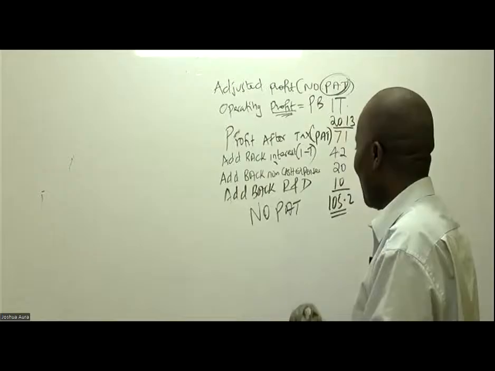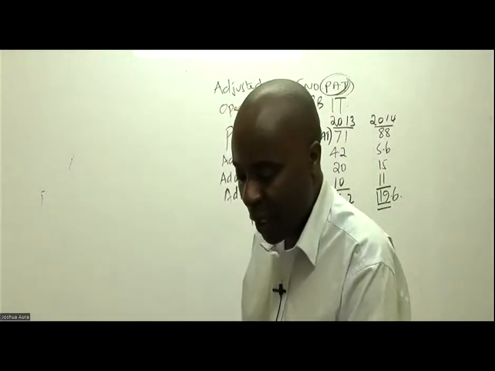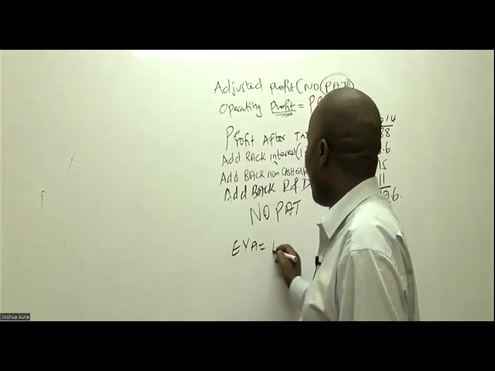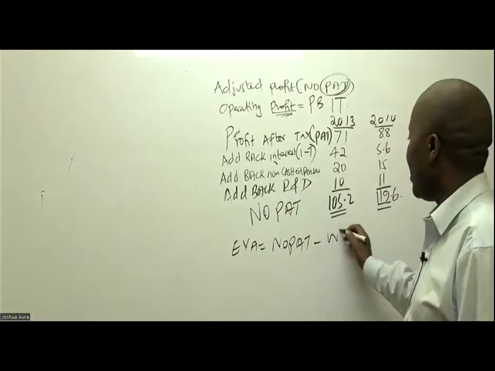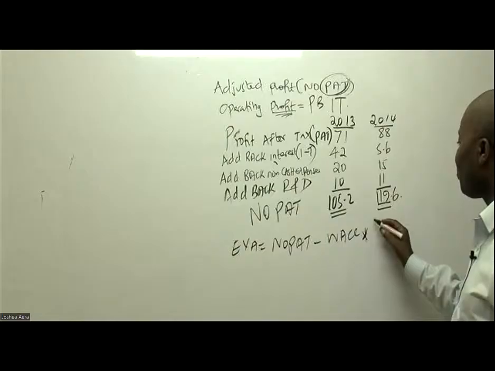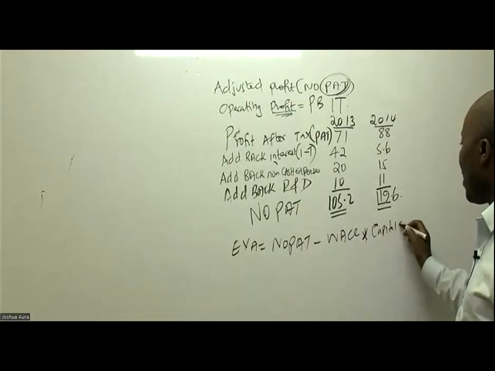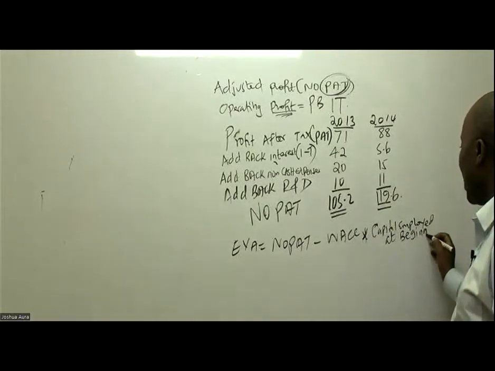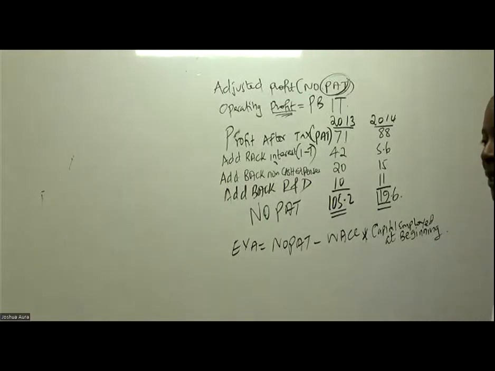Then the formula which I will use is this. I'll tell my examiner that EA equals NOPAT minus WACC times capital employed at the beginning. Please write it like that. Fatima, I've seen your question, I'll address it. So EA is NOPAT minus WACC times capital employed at the beginning, not at the end.